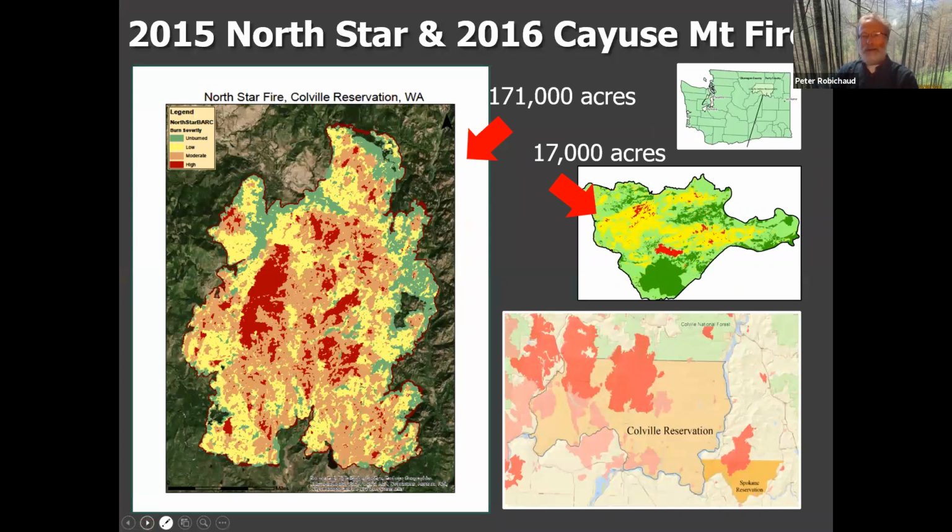All right, we're going to talk about mitigation. But to do that, I need to introduce you to two new fires. One of these is the 2015 North Star fire in Washington State on the Colville Indian Reservation. And the other one is the 2016 Cayuse Mountain fire on the Spokane Reservation. Both of these are in Washington State. And these fires presented an opportunity to look at some salvage logging and also look at the time span that salvage often occurs.